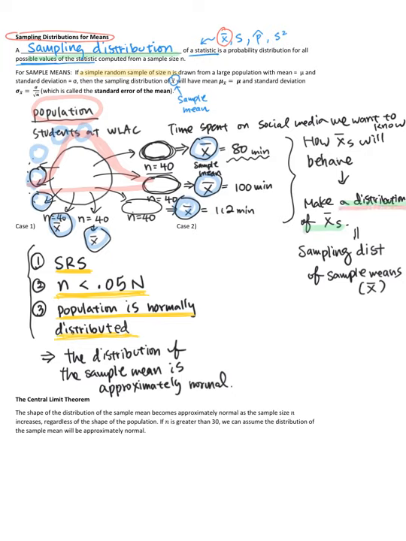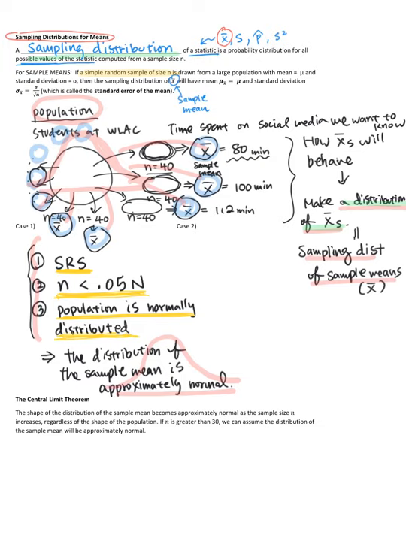If we know this, then after you collect a bunch of X bars and make a distribution of X bars, that sampling distribution of sample means is going to be approximately normal as well. So if the population is normal, then the distribution of sample means is also approximately normal. We can safely conclude that, and of course, you have to check these 3 requirements. So that's case 1.